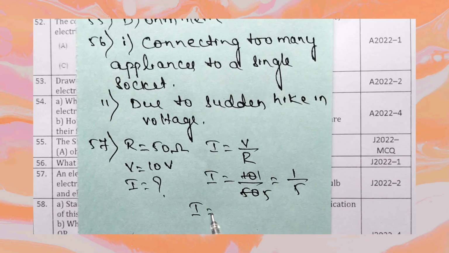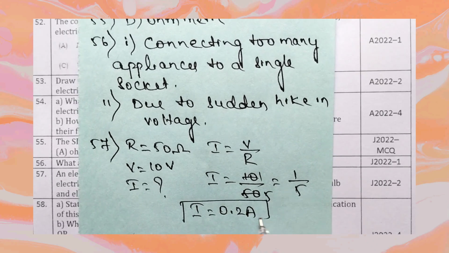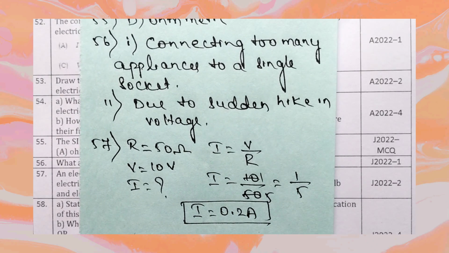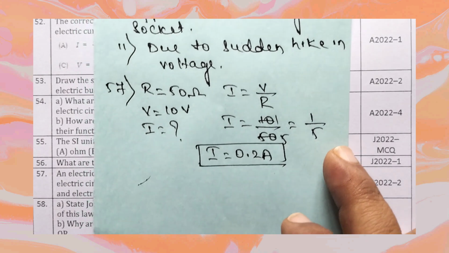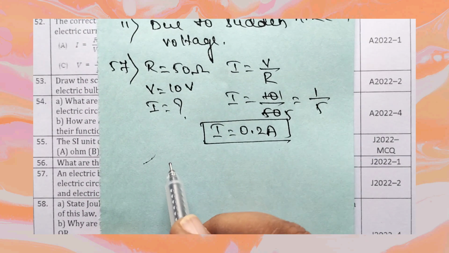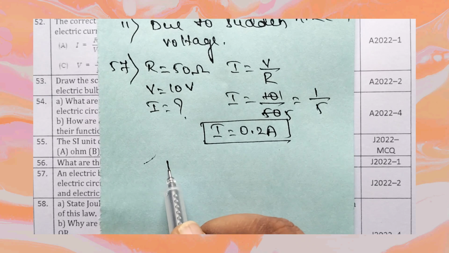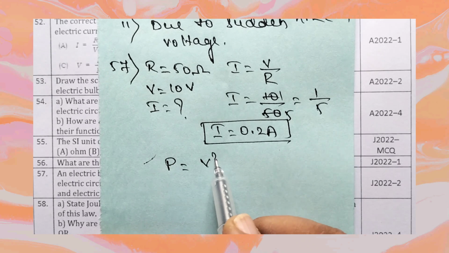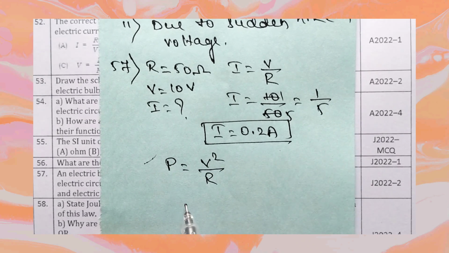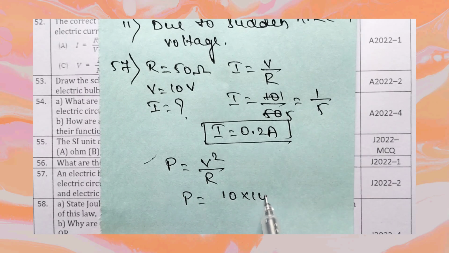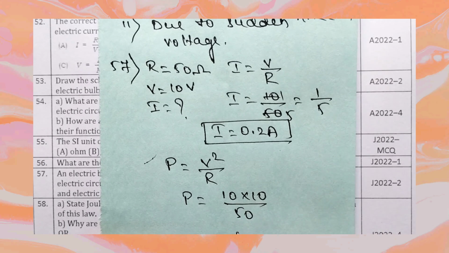1 by 5 is equal to 0.2 ampere. So 0.2 ampere of current flows through the circuit. Now we have to calculate the power. So power is equal to V square by R. So power is equal to V square, that is 10 into 10, divided by R, which is 50.